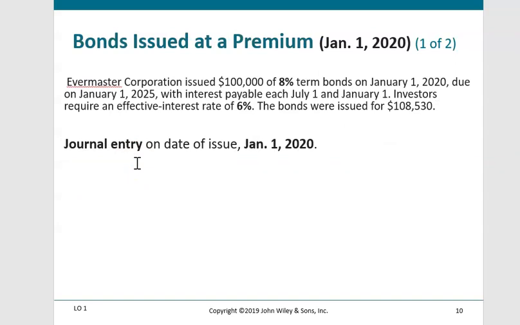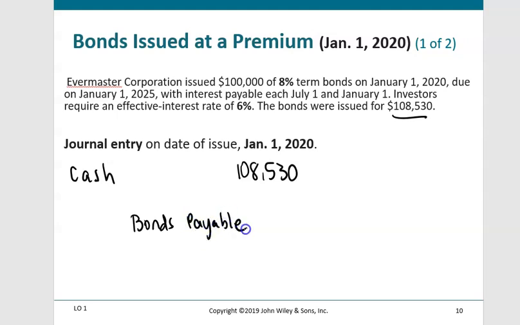Let's record the journal entry at the time of the issuance on January 1st. The company receives cash of 108,530. The company records bonds payable at face value, which is 100,000. And that difference of 8,530 is recorded as a credit to the adjunct account premium on bonds payable.